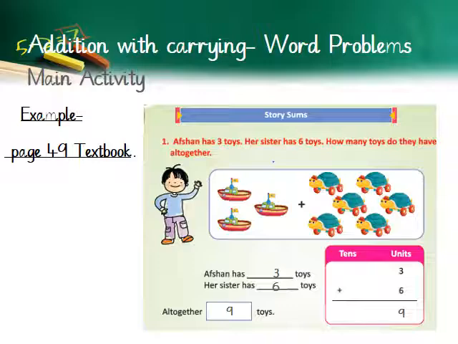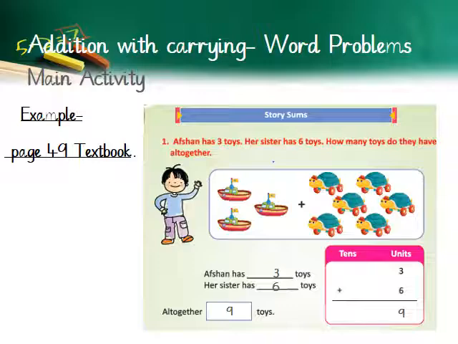Let's discuss the given example taken from page number 49 of the textbook. It's a story sum. If you read it, it states that Afsha has 3 toys. Her sister has 6 toys. How many toys do they have all together? First of all, we make the statements.